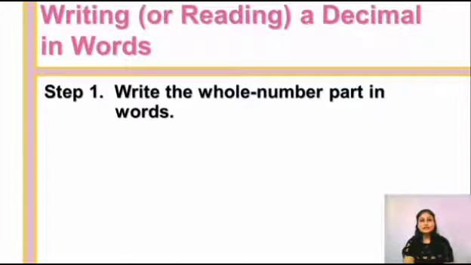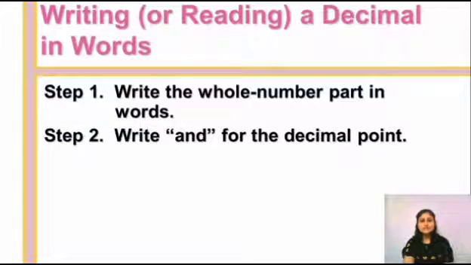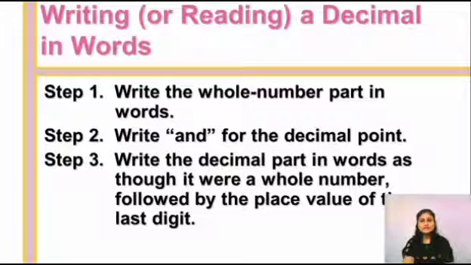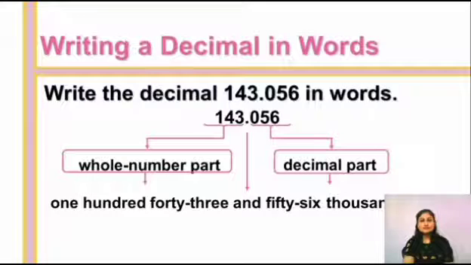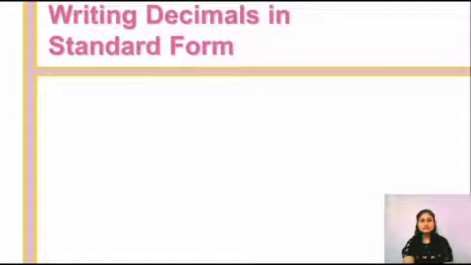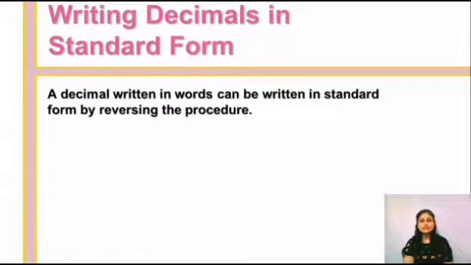Writing or reading a decimal in words: write the whole number part first, then use the word "and", and then write the decimal part in words. For example, write the decimal 153.056 in words. Whole number part is 153 and decimal part is 56 thousandths.